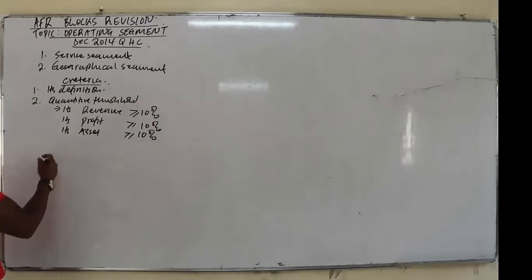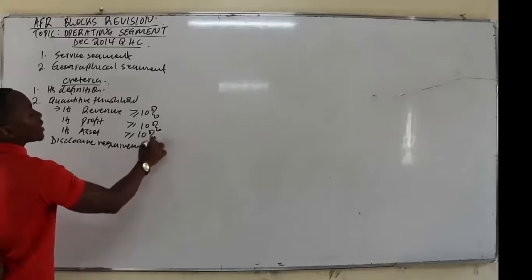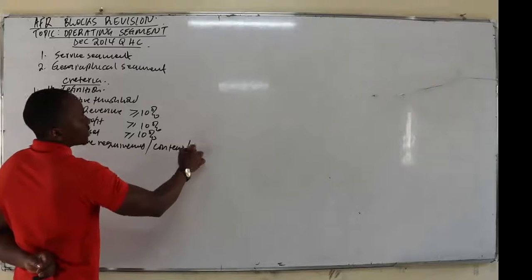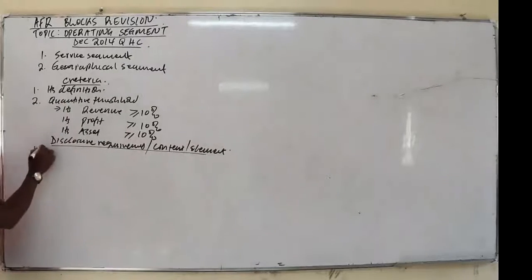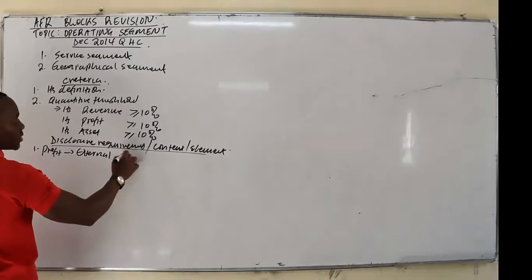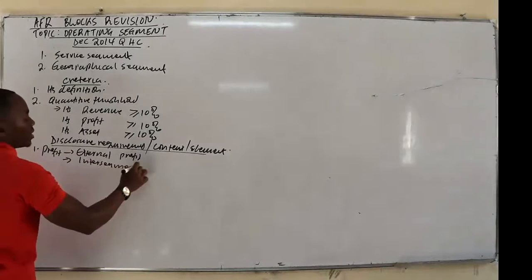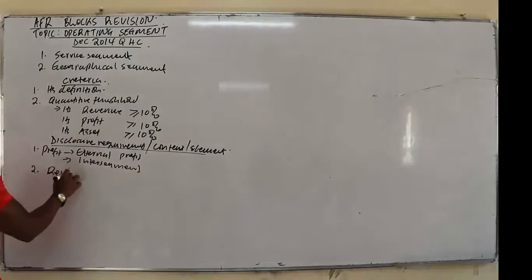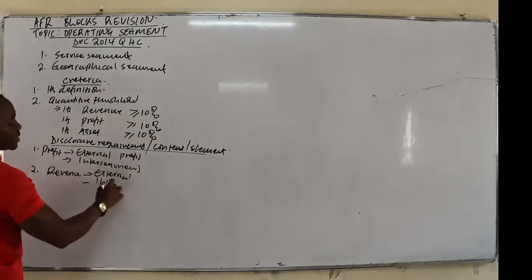Then we say, what are some of the disclosure requirements in relation to segment report? What are the contents or the elements of a segment report? Number one, you have to show the profit. For the profit, you have to separate those from the external customers or external profit, as well as the intersegment. Then also you need to report the revenue, and do the same for the external and the intersegment.